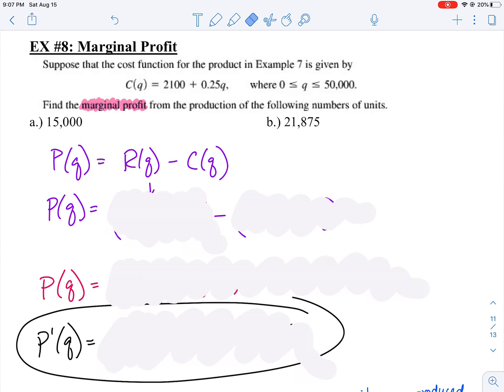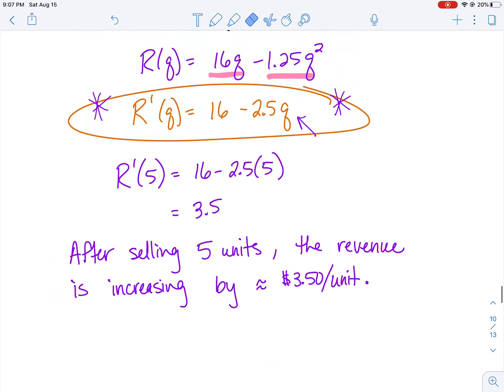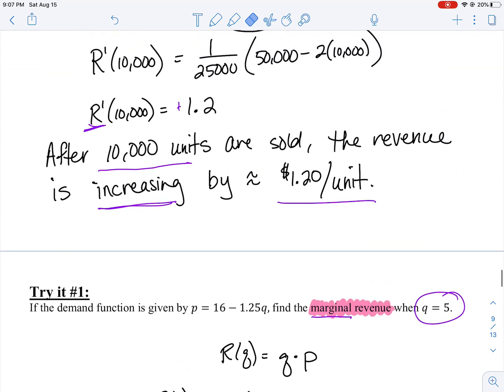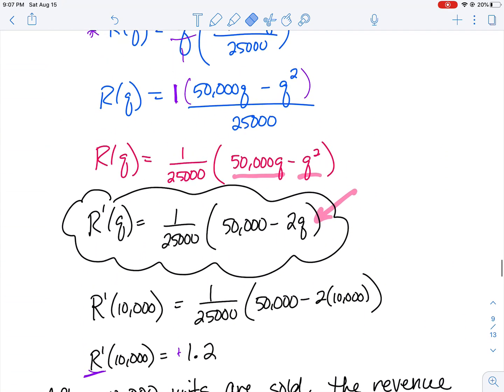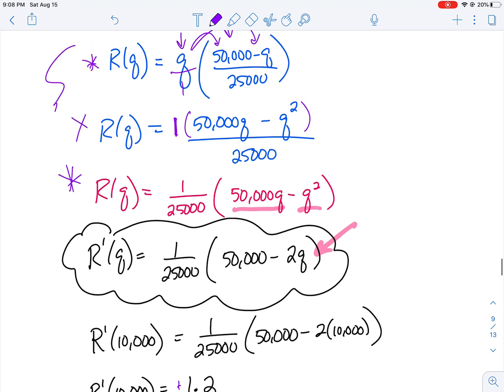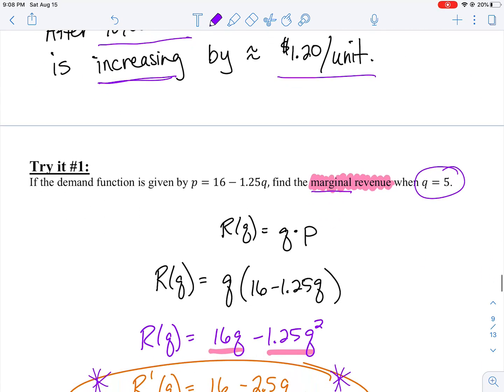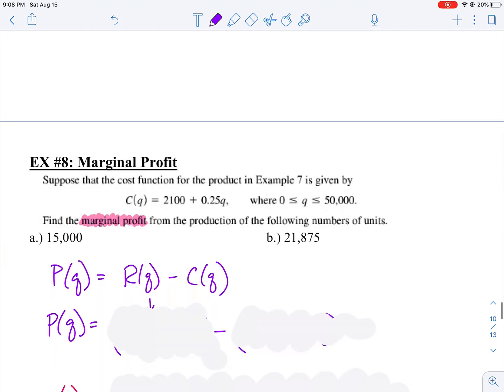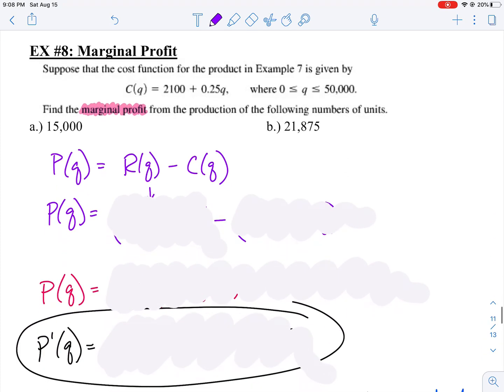Now in this example, it says, suppose that the cost function for the product in example 7 is given by this equation. So we have a cost function, and then in example 7, we should also have a revenue equation, right? Where's our revenue equation from example 7? It looks like in example number 7, our revenue equation is all of these. All of these are the same equation, just a different form. So we have a revenue equation and we have a cost equation. So we should be able to figure out our profit by doing our revenue minus cost.